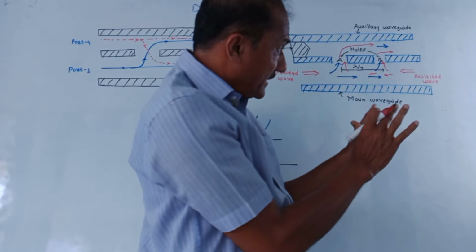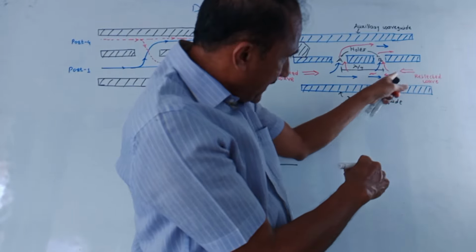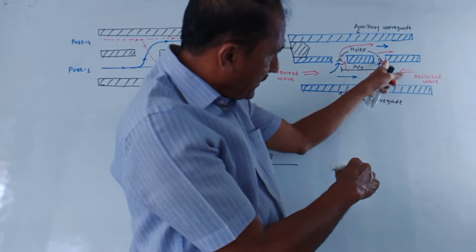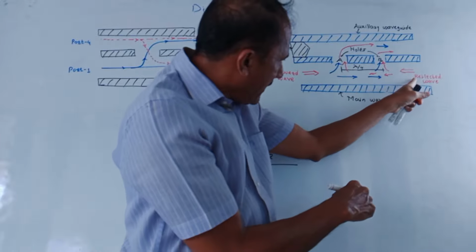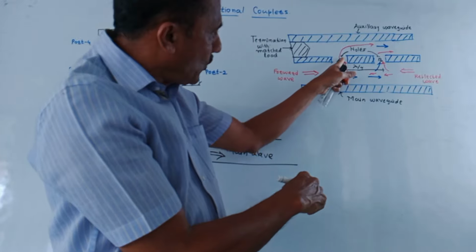But observe this diagram carefully. What I said, this is the reflected wave: a portion of the reflected wave is passing through hole B and the remaining portion is passing through hole A.